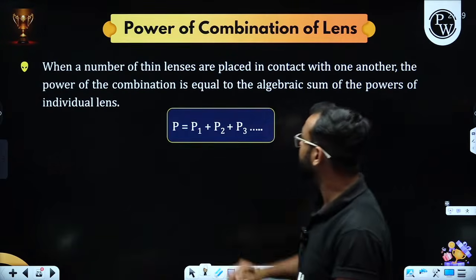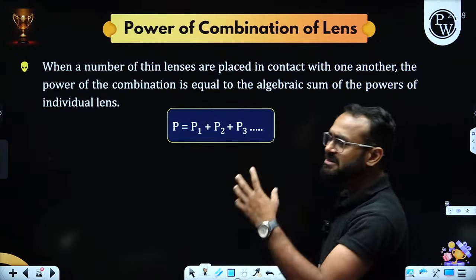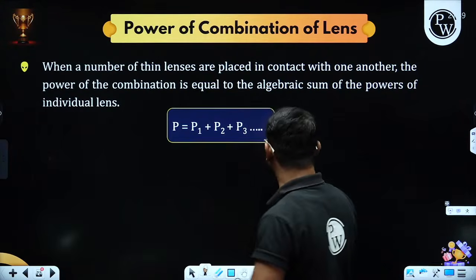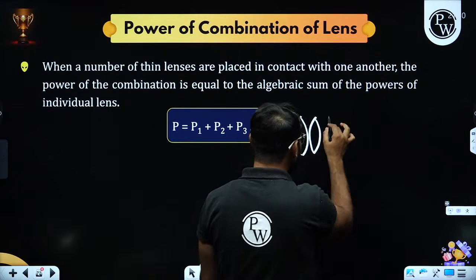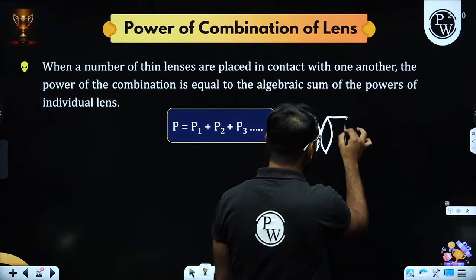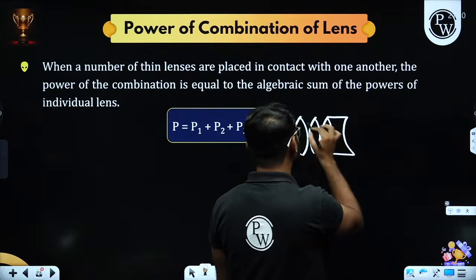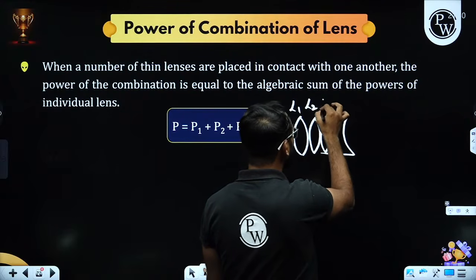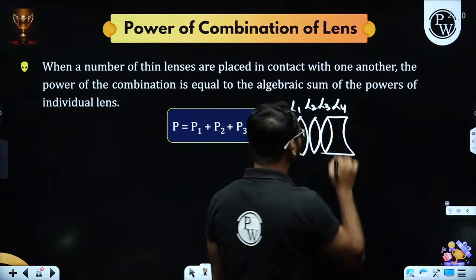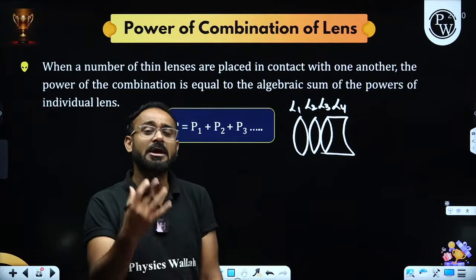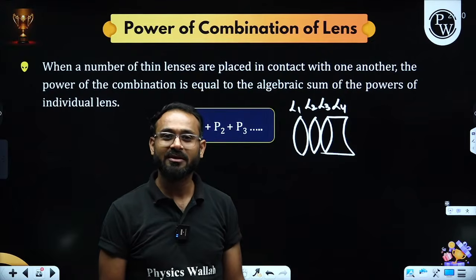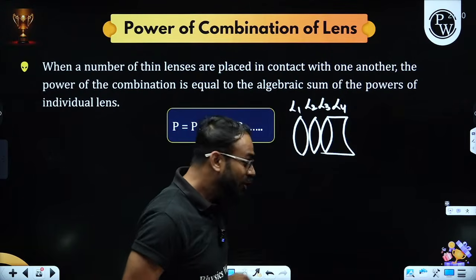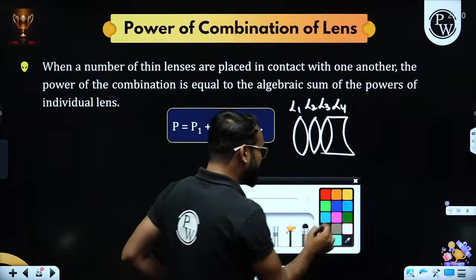Okay. Next, what if lenses are combined with each other? For example, there is one lens, another lens, another lens, and one more lens. I am taking 4 lenses together: lens 1, lens 2, lens 3, lens 4. Then how would we evaluate the total power of this combination? Very easy. Don't get scared because of the diagram.